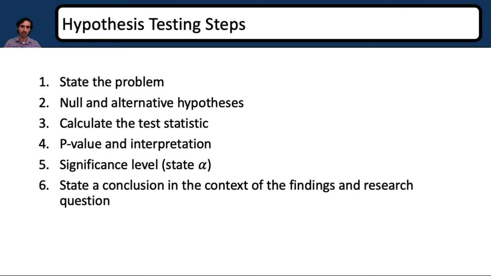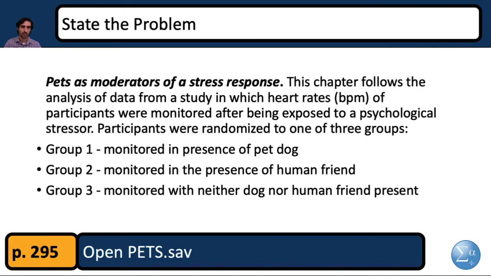So we will do this in class, but I think it's just good practice for me to have that on hand for you. This is, again, what we need to do for all of our exam questions. We need to state the problem, the null and alternative hypothesis, calculate the test statistic, the p-value, and interpret that p-value based on the significance level, and we have to have a conclusion. So let's begin. Let's state the problem.